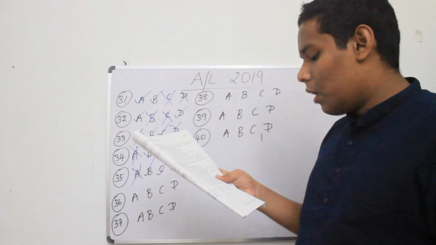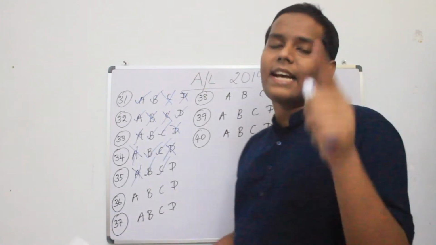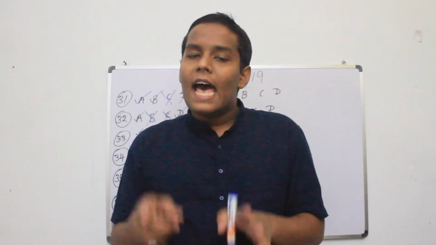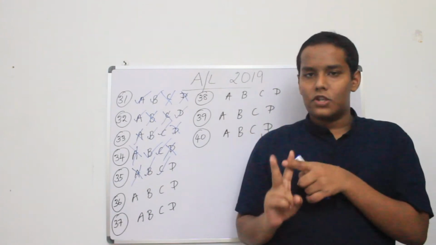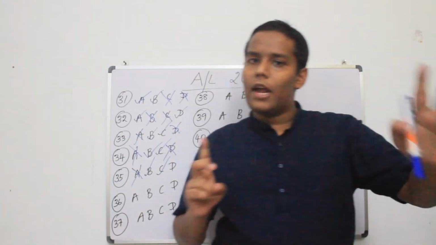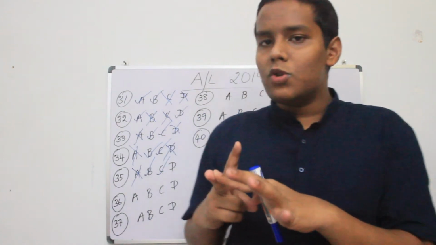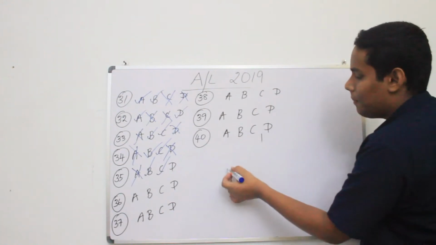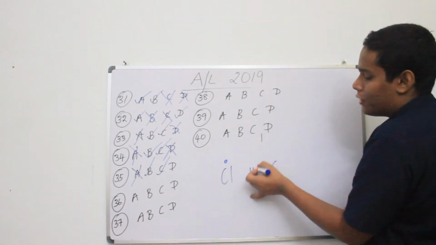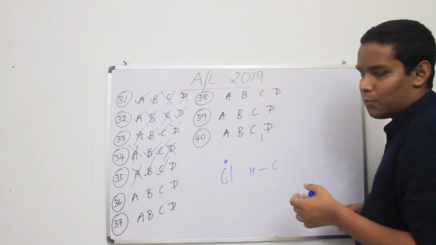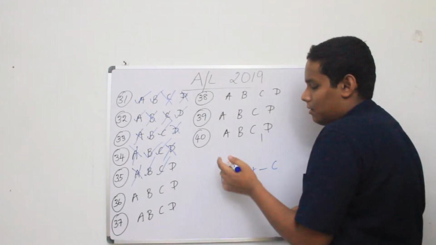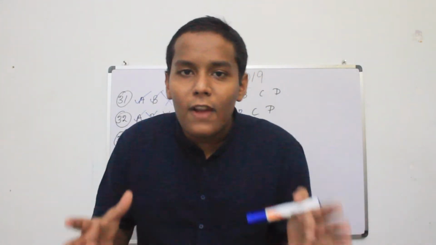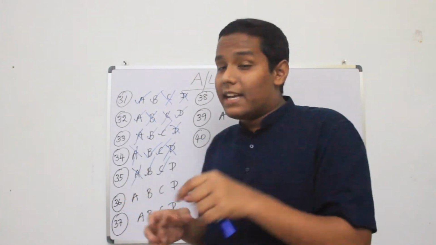D, that reaction is actually a free radical substitution. When it comes to alkanes, they can only undergo two types of reaction. One is combustion. In the presence of oxygen, they give you carbon dioxide and water. The other one is free radical substitution in the presence of diffuse sunlight with chlorine. The Cl dot free radical comes and attacks the CH bond. So that will be a free radical substitution reaction.